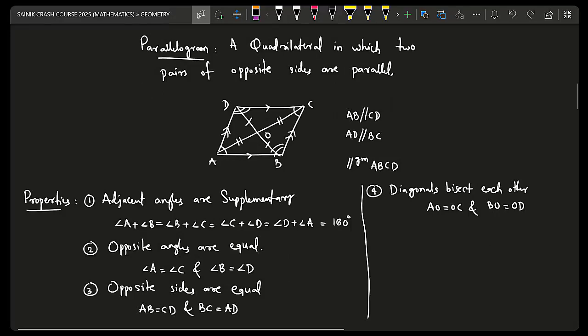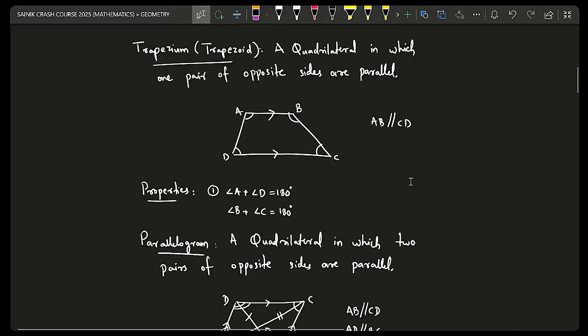Ashok, do you have any doubts? Sir, yes, explain trapezium. Trapezium: one pair of opposite sides are parallel. So you can see AB is parallel to CD, but we don't know whether BC is parallel to AD or not. So in trapezium, we have only one property. Thus, adjacent angles along the parallel lines are supplementary.